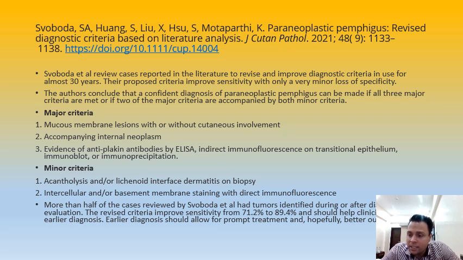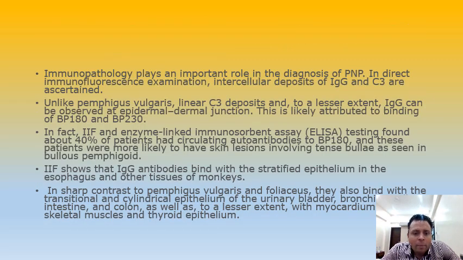So immunopathology plays an important role in the diagnosis of PNP. In direct immunofluorescence, you will see intercellular deposition of IgG and C3. Unlike pemphigus vulgaris, linear C3 complement will be there, and to an extent IgG can be observed at the dermoepidermal junction. This is attributed to the binding of BP180 and BP230. You know that it also involves the hemidesmosome antigens. In fact, by IIF and ELISA testing, about 40% of patients have circulating autoantibodies to BP180.